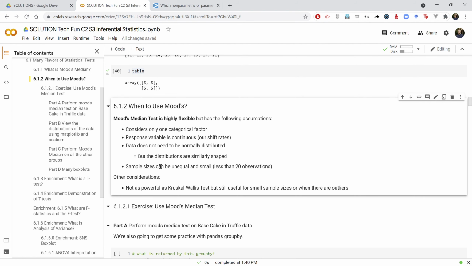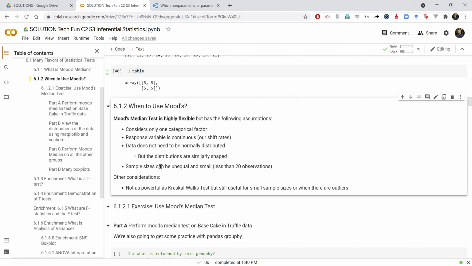When to use Mood's median test? Mood's median test is highly flexible and has the following assumptions. Considers only one categorical factor at a time. In this example, we looked at the shift. The response variable is continuous, and those are our shift rates. The data does not need to be normally distributed. You might sense a hint of this because we're evaluating a median, and a median is robust against outliers and against different shapes of distributions.